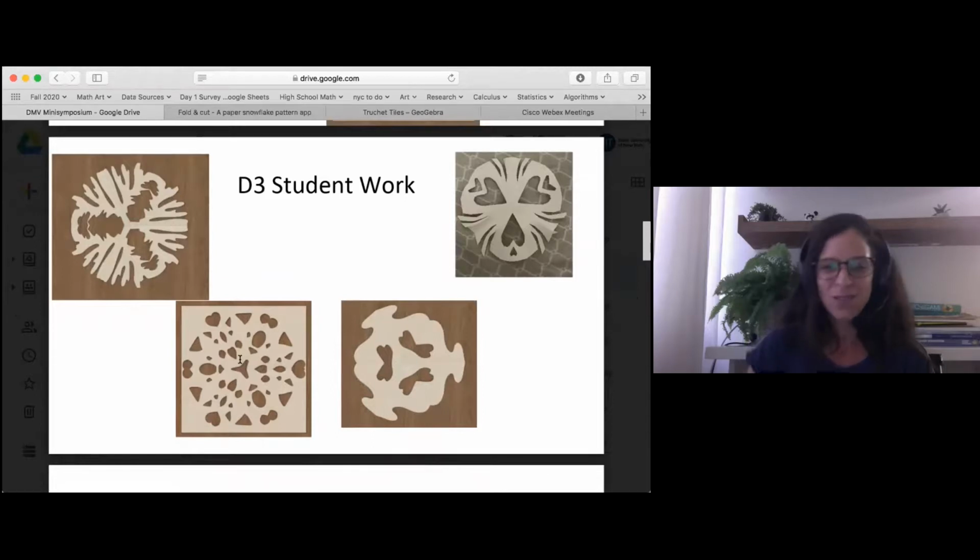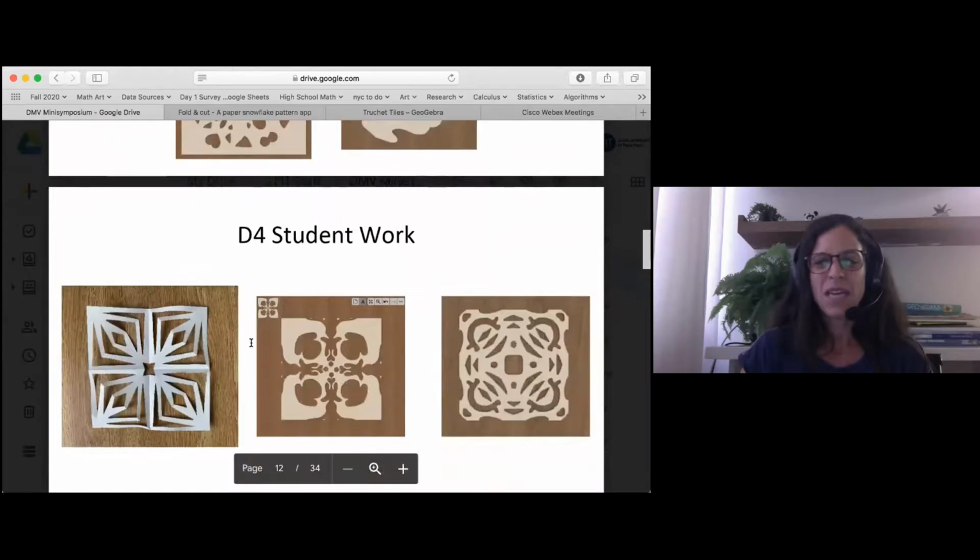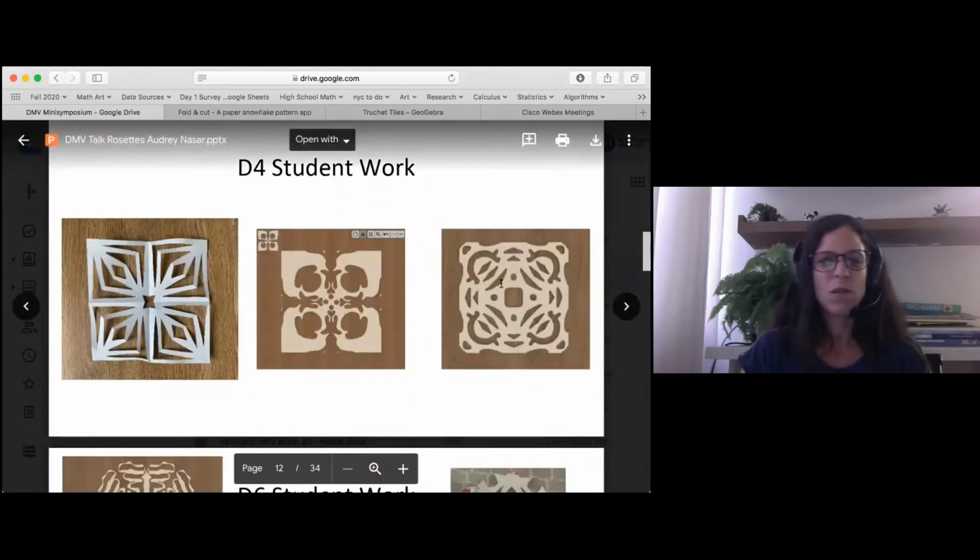So if you do something like this with your students, that might be something worth pointing out, that you need to cut off the corner there. And you'll see that comes up again. So these are the D4s. I think the D4s went pretty well. I really appreciated the student who worked on paper.